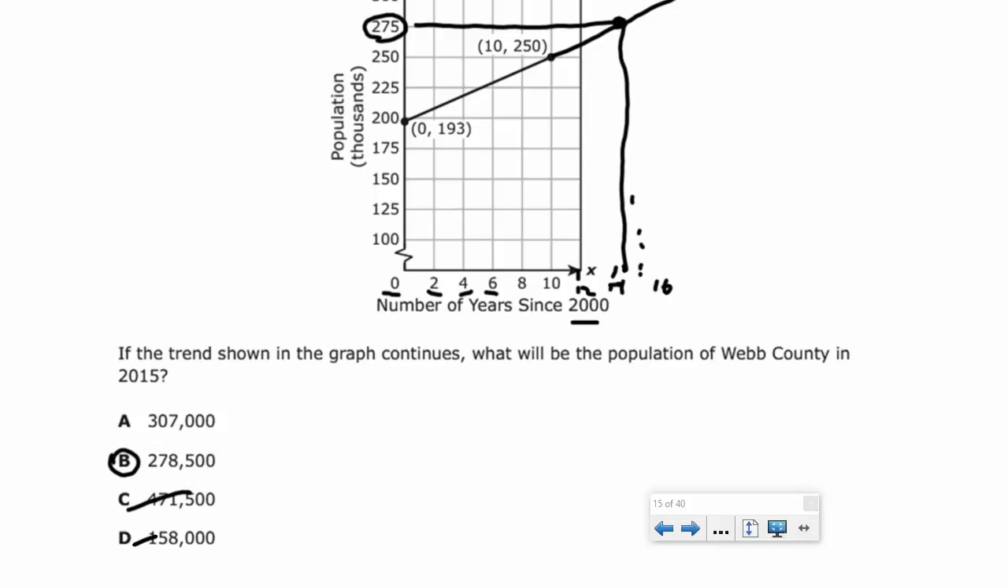None of these are even really close. So that will be your solution. It's really just an estimate, okay? Don't spend a whole lot of time on that.